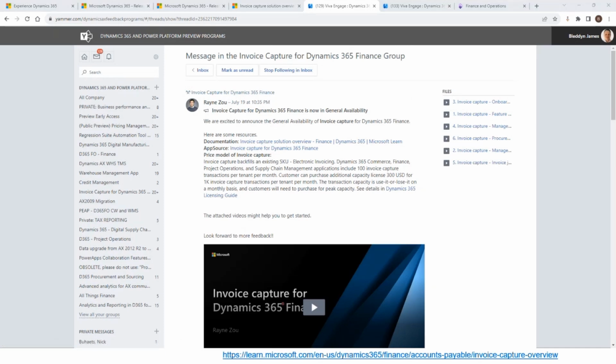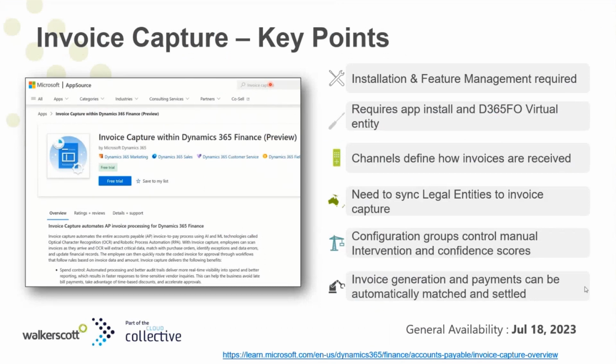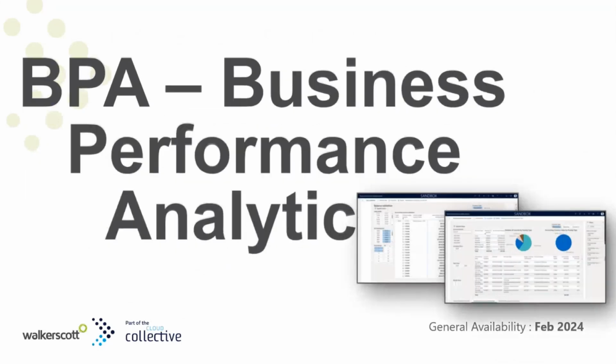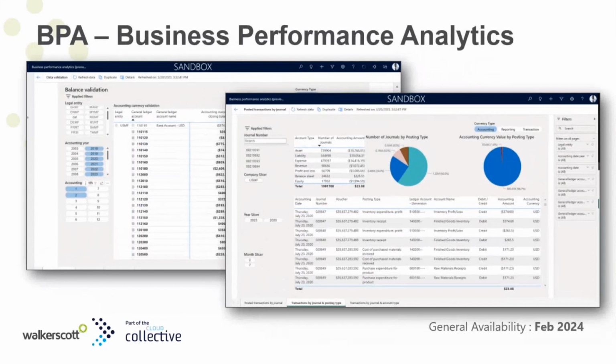Moving on to our next solution then. We have BPA, which is known as Business Performance Analytics. Microsoft have been working on this for some time. So its general availability is going to be February of next year. It was formerly called Project Commercina, for those that have been following this for some time. Basically, it's a reporting tool that Microsoft have been working on for some years now.